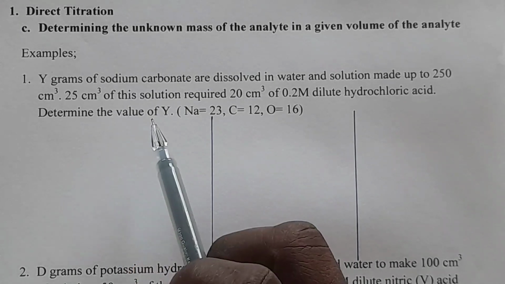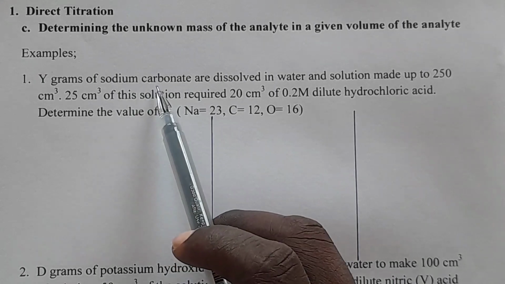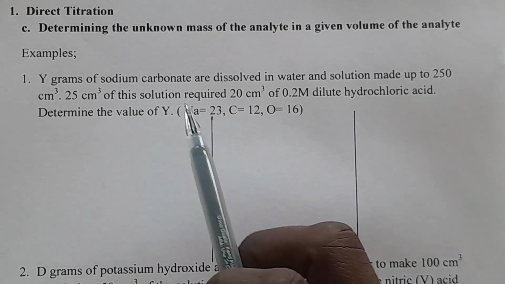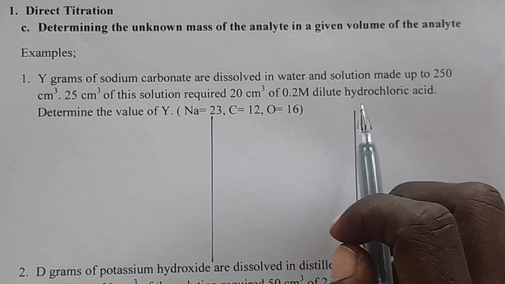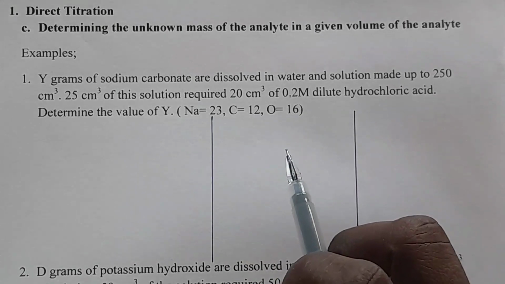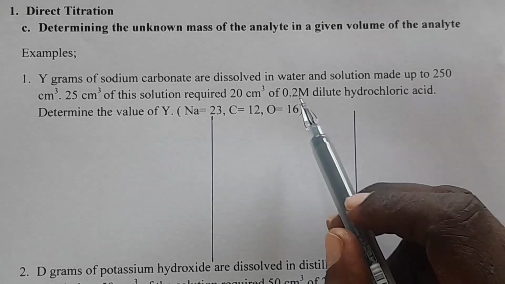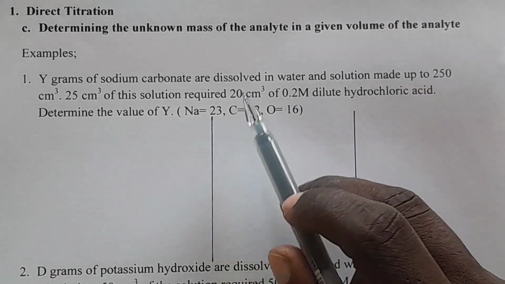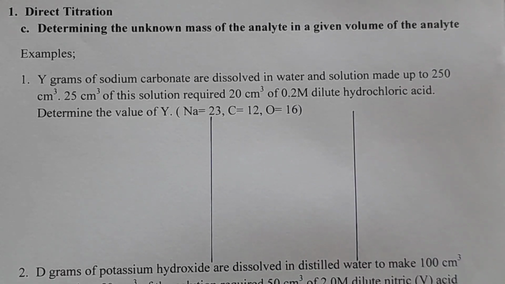Okay, so here we have two solutions. One solution is sodium carbonate solution, and the other solution is hydrochloric acid. Hydrochloric acid here is the standard solution because we have its concentration. So the first step, we are going to look for the number of moles of hydrochloric acid, the number of moles of the standard solution. Moles is given by molarity times volume used over 1000. So that's the first step that we are going to start.